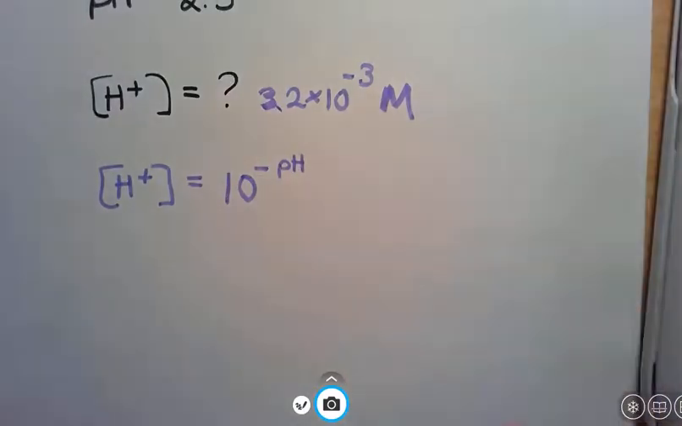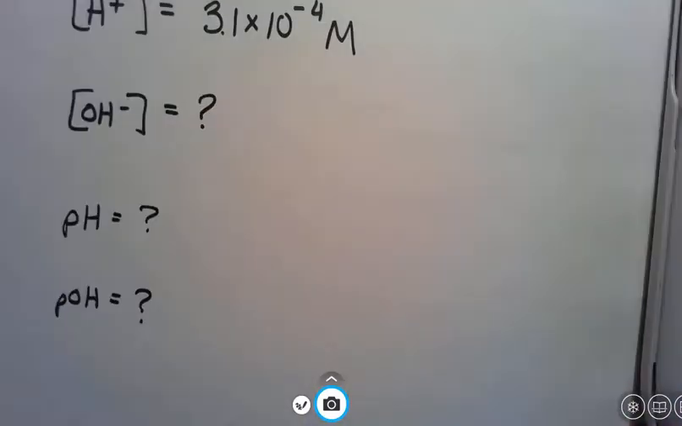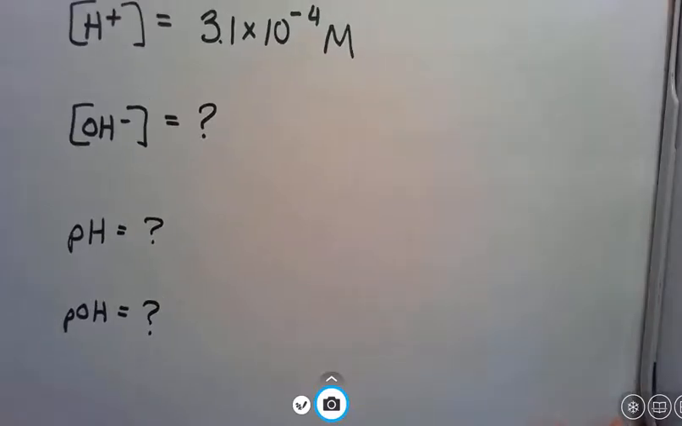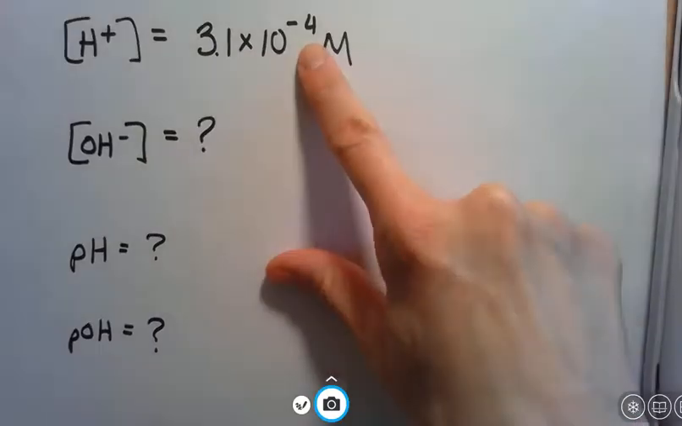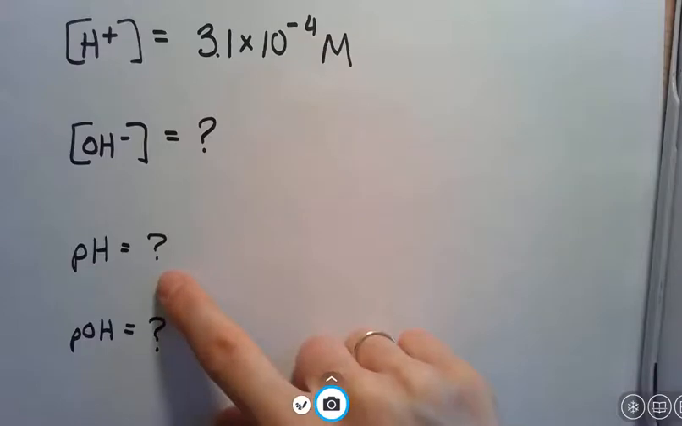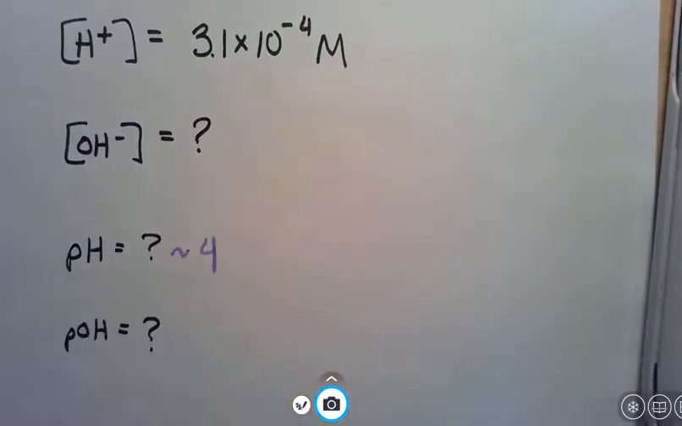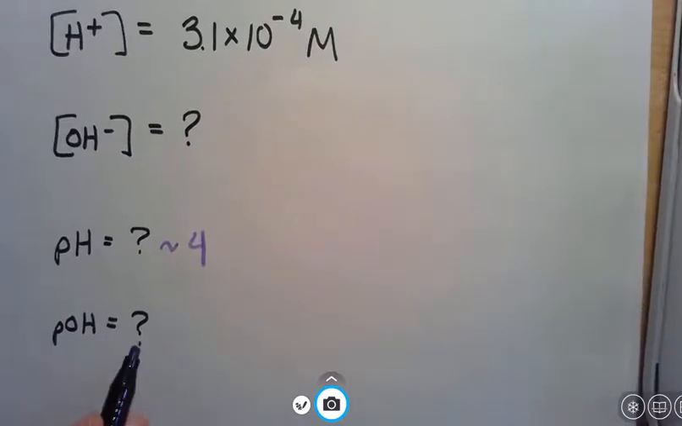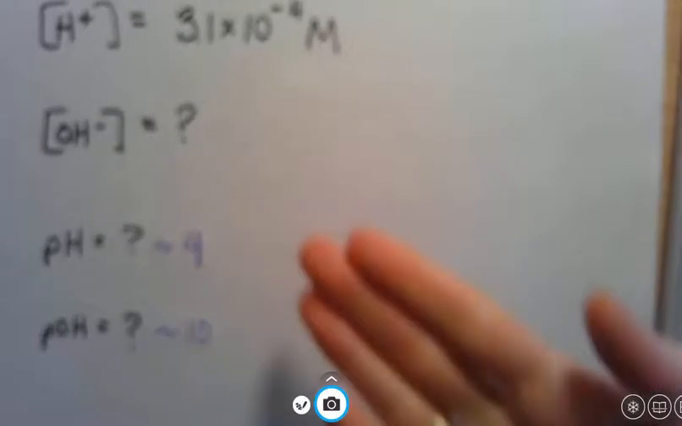Now, as a last thing, you might also be asked to determine something about the pOH, or the hydroxide ion concentration in solution. So I have a solution here that has a hydrogen ion concentration of 3.1 times 10 to the negative 4. So if I wanted to estimate my pH value, I'd say it's probably pretty close to 4. And that means that my pOH would be pretty close to 10. And then I could also calculate my hydroxide ion concentration.